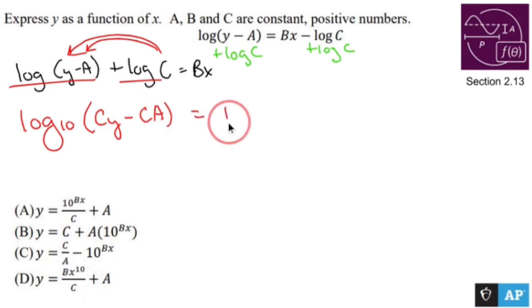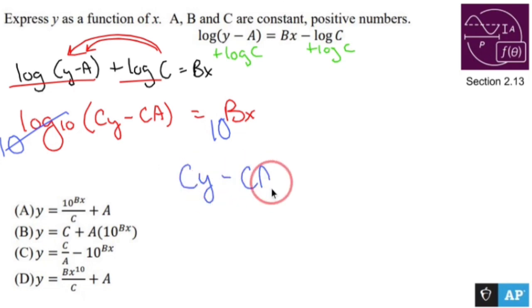That still equals bx. Now, why did I write that 10? Well, that log is still in the way, and I need to isolate that y. So in order to get rid of a log base 10, I could take 10 to the power of both sides. That allows me to cross these out. That leaves me with cy minus ca equals 10 to the bx.